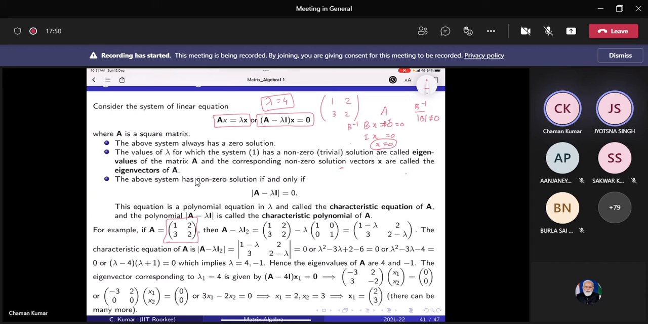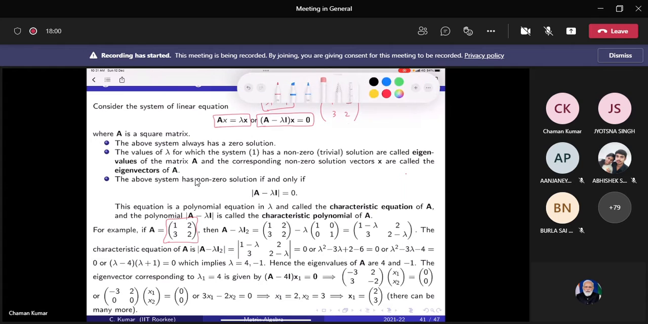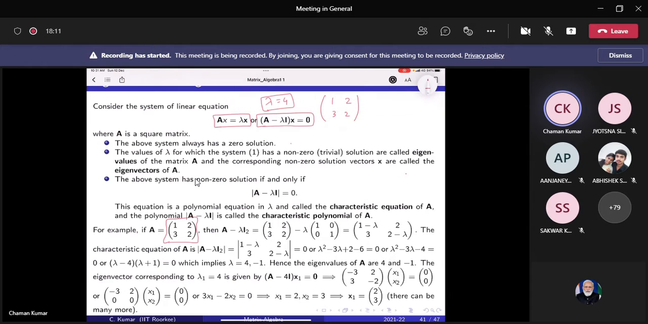Right. So you get a unique solution. Is this fine? Yes, sir. Any more questions? Okay, so no more questions, then we go back to our topic.